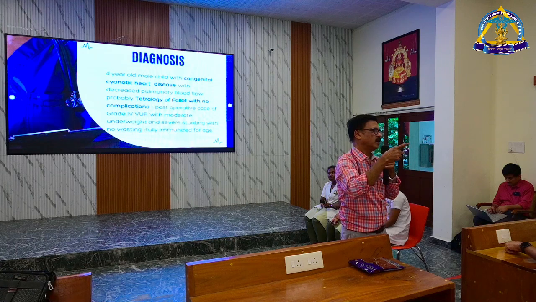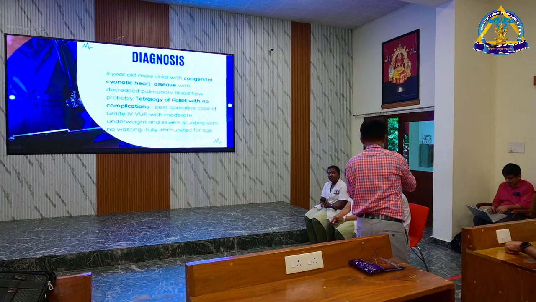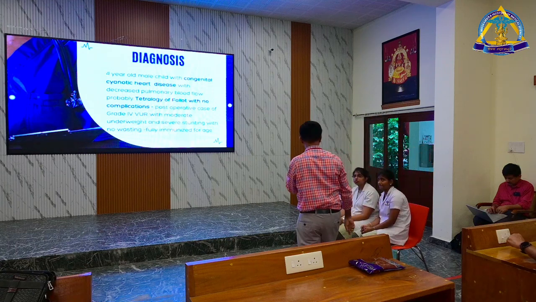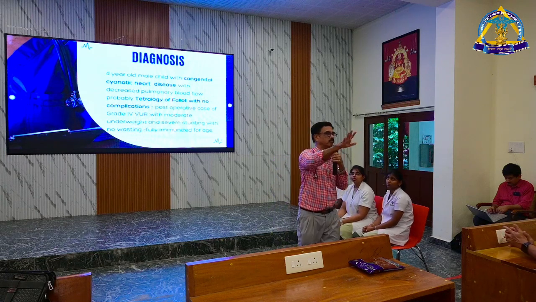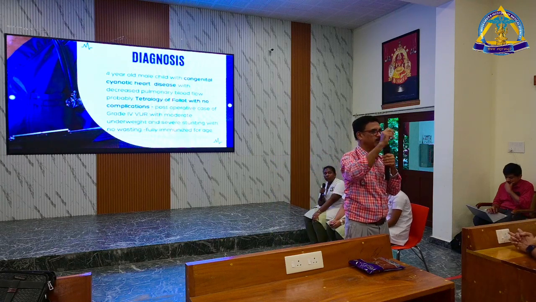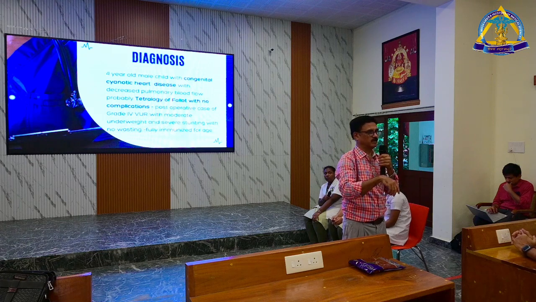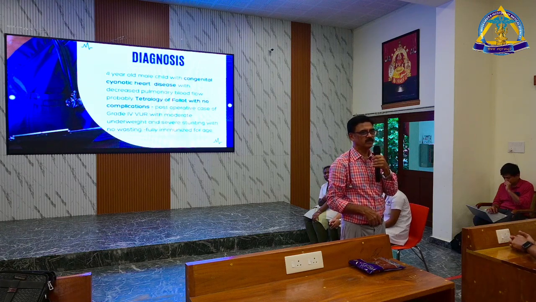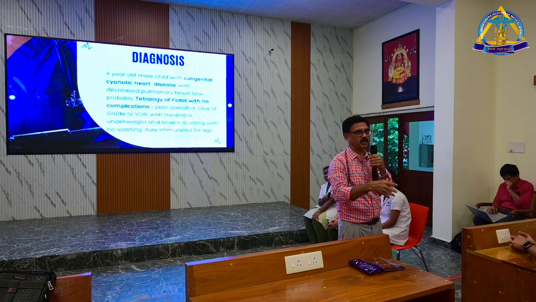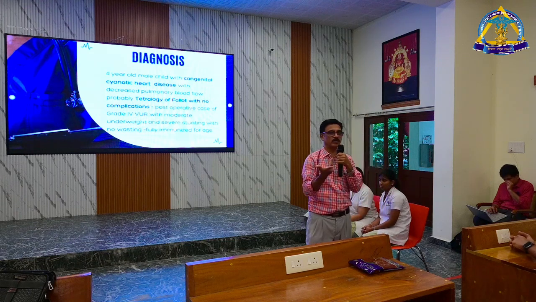And treat the cyanotic spell. So we will tell the cyanotic spell treatment. First you make the child calm. Make the child calm. Give morphine. Give oxygen. Why is there a mixing? Then what is the point in giving oxygen? It is already a right to left shunt. Why do you want to give oxygen?